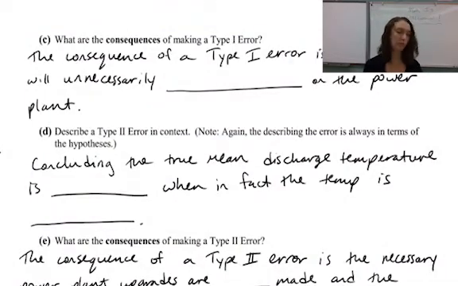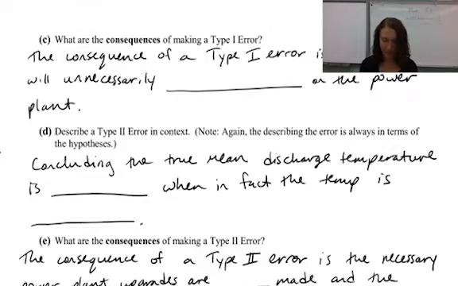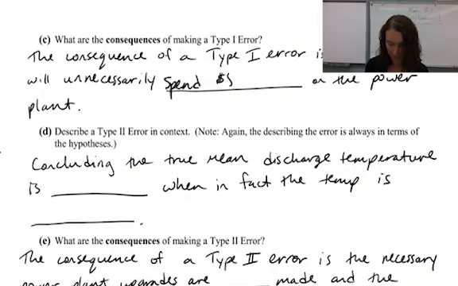Now on the next page, they ask us, what are the consequences of this error? Well, if we conclude that the water temperature is more than 150 degrees, what does that mean that's going to have to happen? Well, the government's going to have to pay $5 million to fix the power plant when really the temperature was fine and they shouldn't have had to do that. So the consequence of the type 1 error is the government will unnecessarily spend $5 million on the power plant. So unnecessarily is that, well, they didn't really have to, but they had to, because that's what the error we made in our calculations.